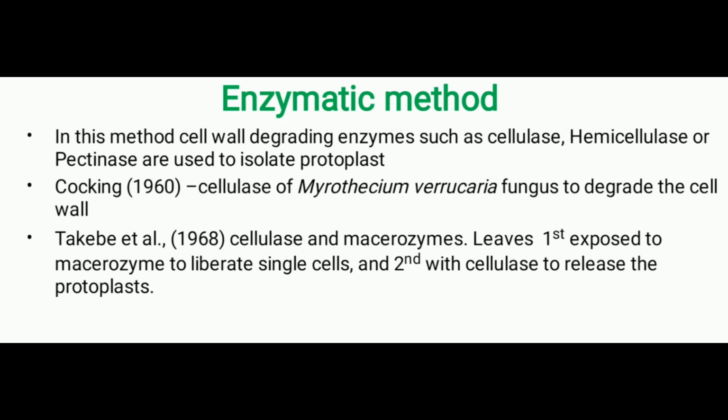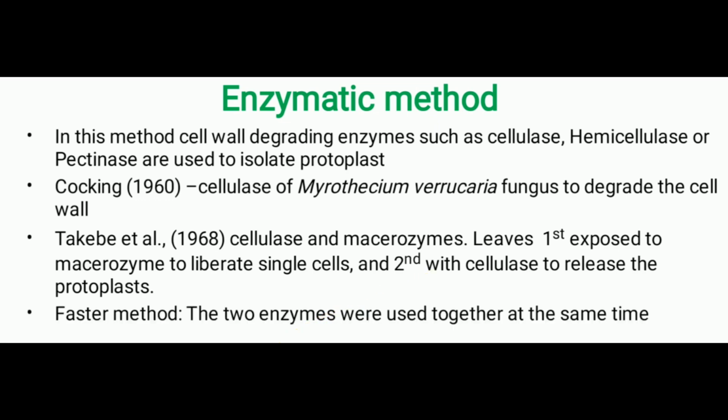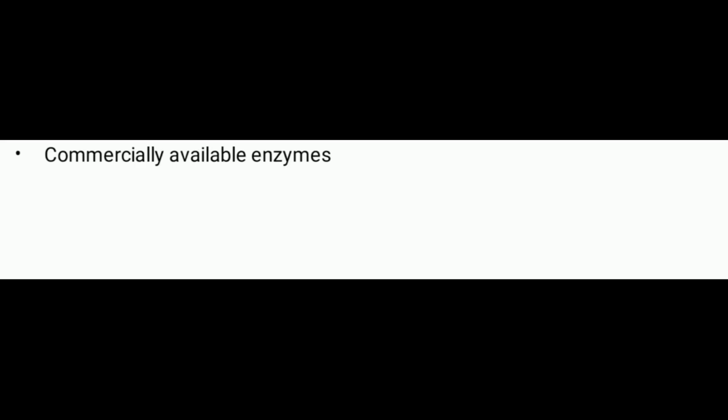Takebe and his group used cellulase and another enzyme called macerozyme. Macerozyme targets the pectins, and they found the two-step method, called the sequential method. Here the leaves are first exposed to macerozyme to liberate the single cells, and then cellulase is applied to release the protoplast. This method is considered faster and gives much higher yield than the previous two methods.